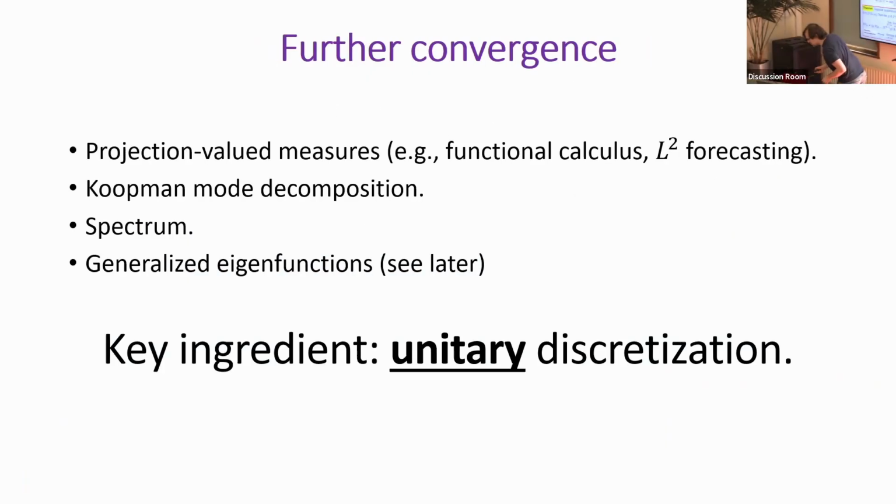Okay. So you can prove the projection valued measures converge, the Koopman mode decomposition, spectrum, generalized eigenfunctions. We're going to get to that, so I'm not going to dwell on that now. But the key ingredient is unitary discretization. So that's all very abstract. Let me show you this in practice.